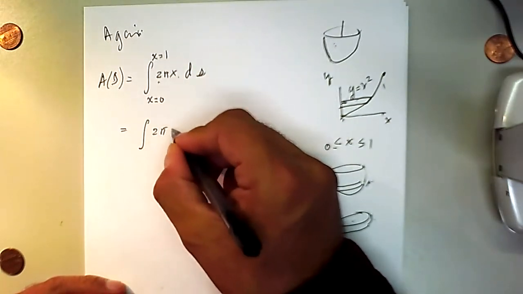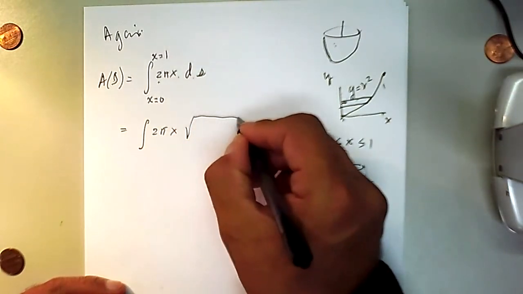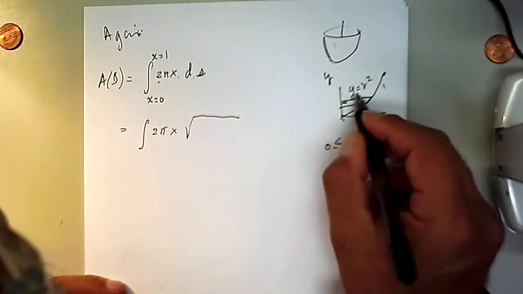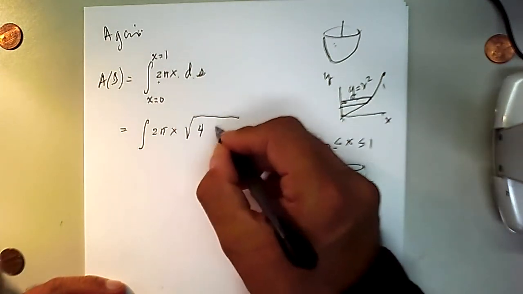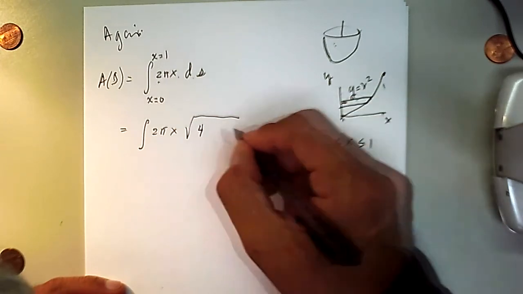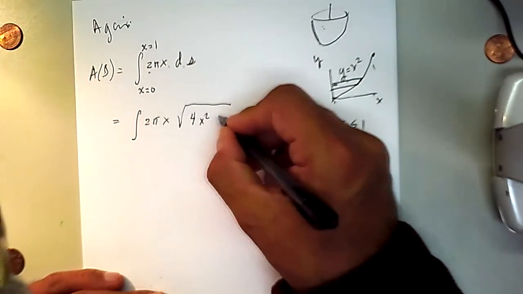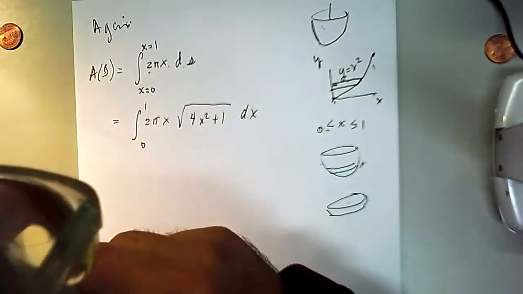So we have 2 pi x. Remember how we find ds in calc 2? You take the square root, and then you do the derivative of this guy, square it. The derivative of x squared is 2x. When we square that, we get the square root of 4x squared plus 1 dx. Now we're good from 0 to 1.